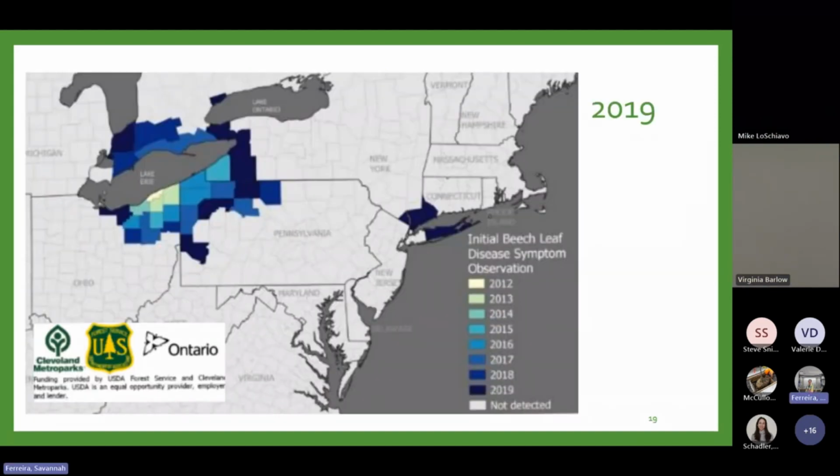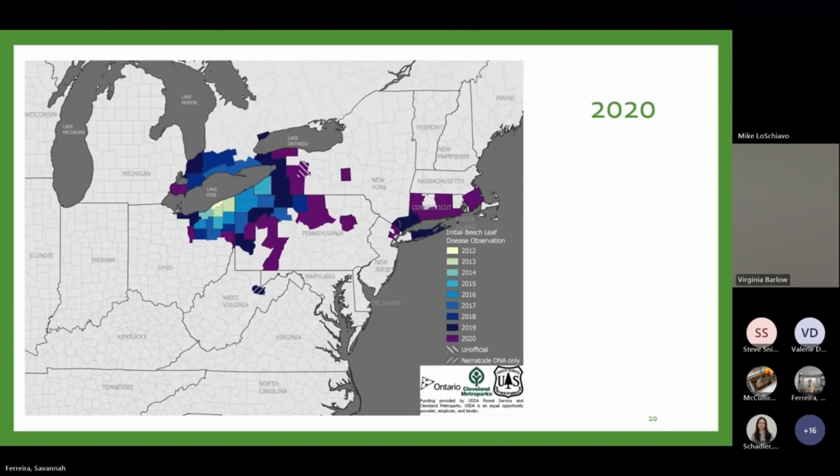So here's the original distribution map by year that was posted in 2019. Notice that it first started in Ohio in 2012, but we had another pop-up detection in New York and Connecticut in 2019. We're not really sure at this time if this was just missed observations or if this was a secondary introduction. DNA work is ongoing to see if these populations are actually genetically different or not.